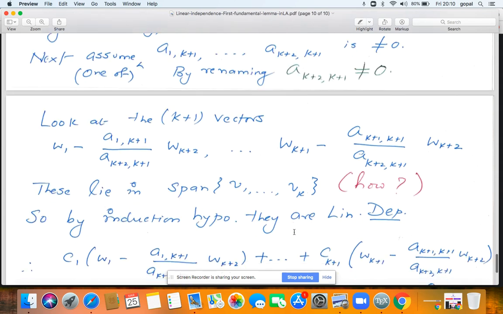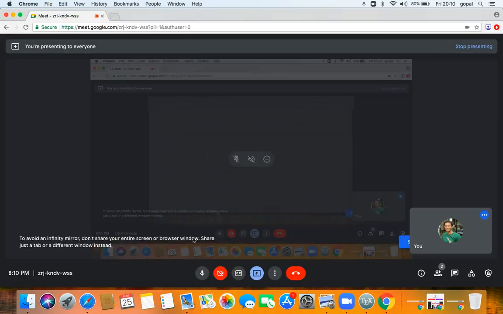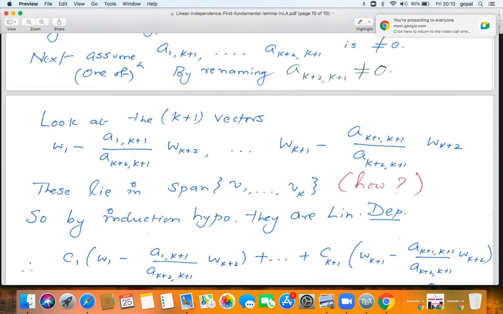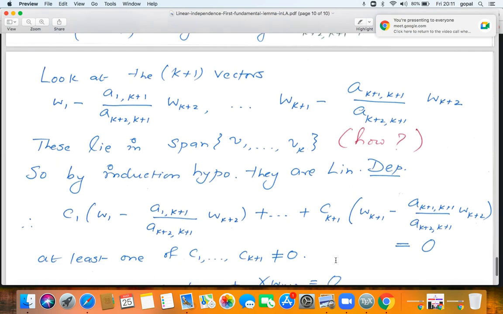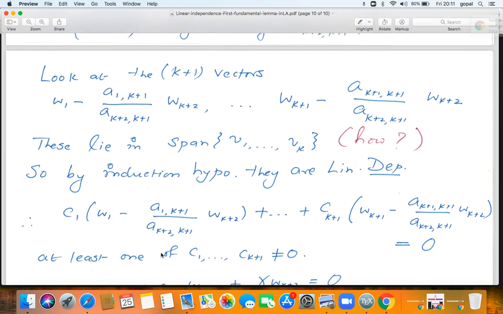Because they are linearly dependent, there exist scalars C1, C2, ..., Ck+1, not all 0. That is, at least one of them must be non-zero, such that the linear combination C1 times the first one plus ... Ck+1 times the last one must be 0. At least one of these coefficients is non-zero.